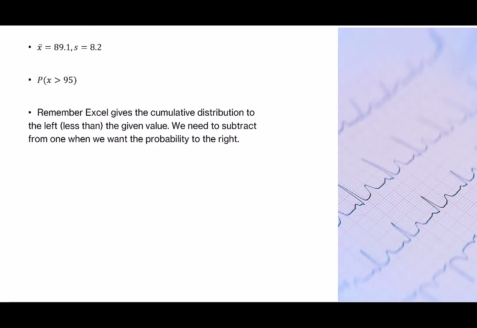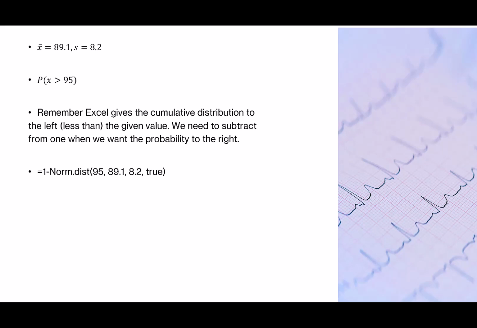I want to remind you that Excel gives the cumulative distribution to the left. It tells us what's less than a particular value. So when we want to look at things that are to the right, we need to subtract from 1 to get the probability to the right. We just make a little adjustment in our calculation. So we're going to do 1 minus norm.dist of our value 95, 89.1 mean, 8.2 standard deviation, and true. So just remember, when you're going to the right, you do 1 minus to get your answer.